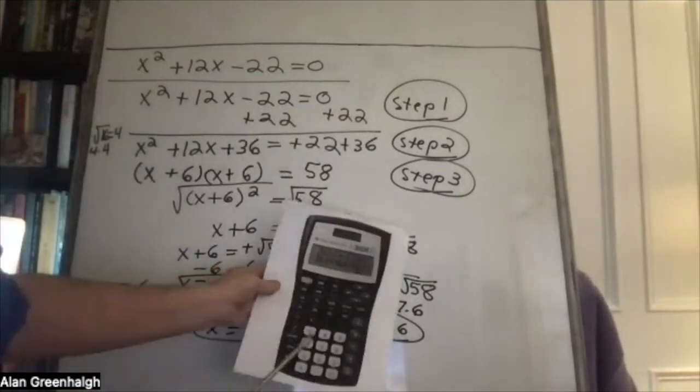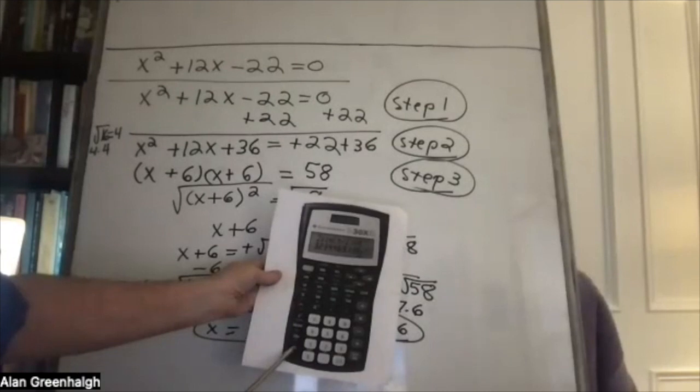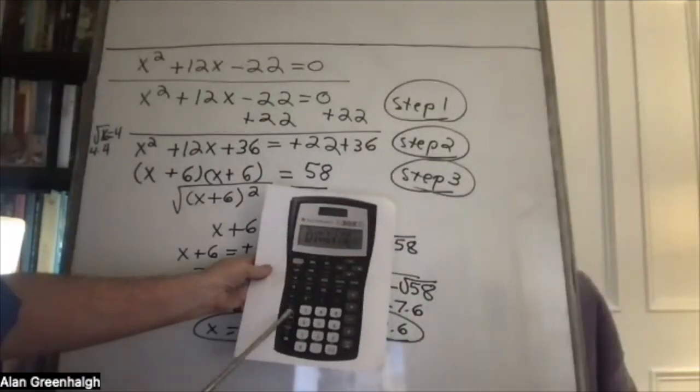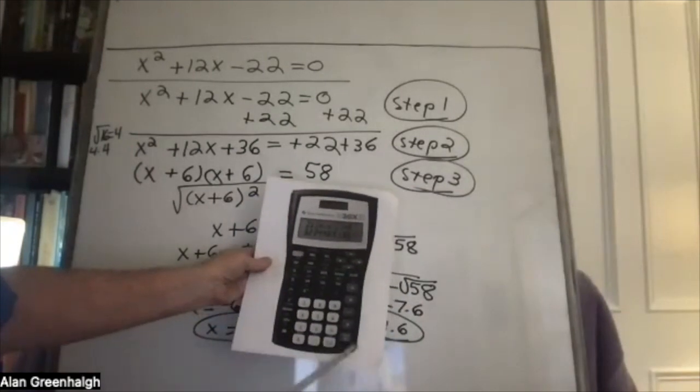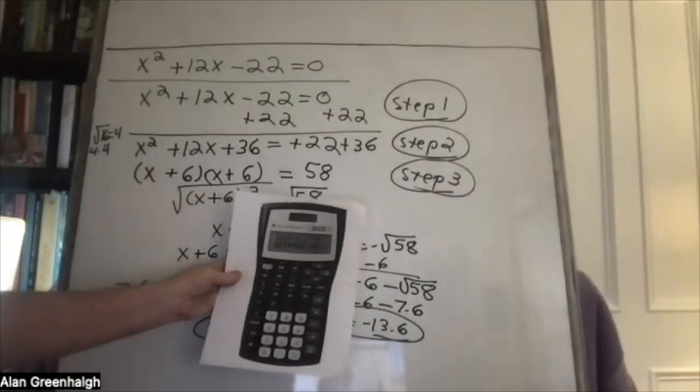Okay, so once again, turn on the calculator, hit second function, x squared, put the number in, 58, and then equals, and that gives you the answer.